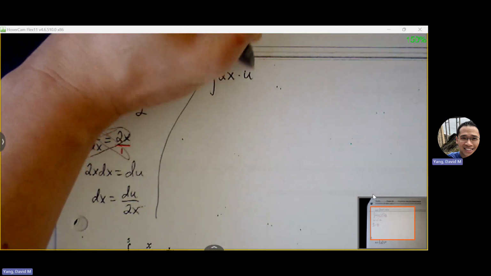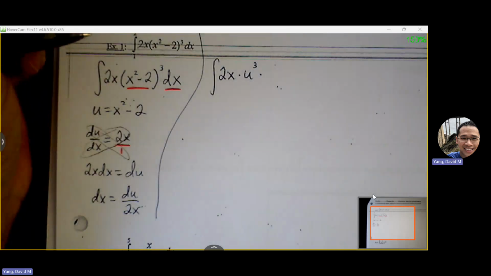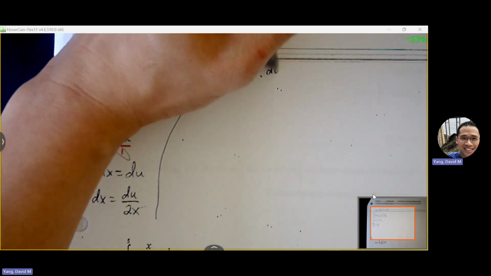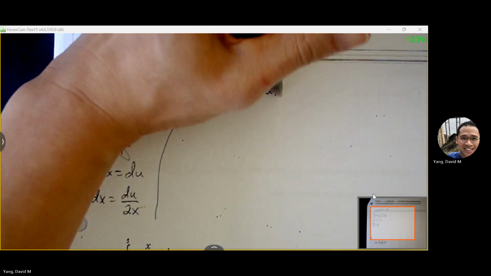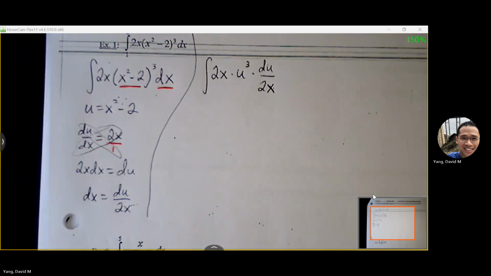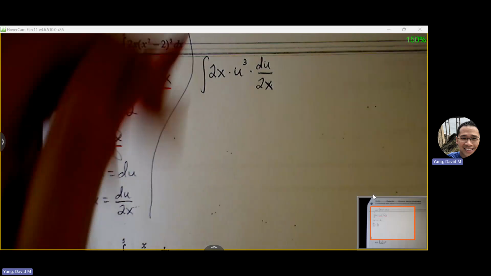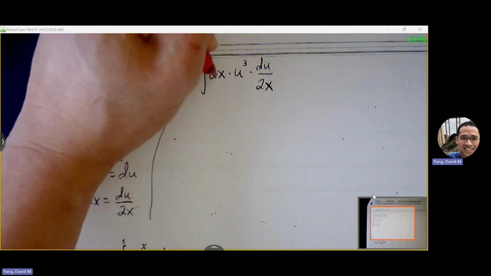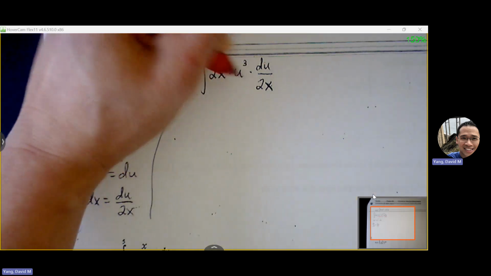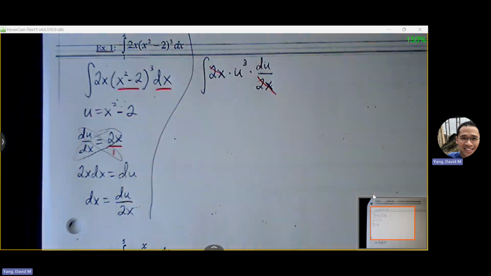U to the third, and dx is replaced with du over 2x. Now we can't proceed with our calculus step unless the x's are gone. It's okay to have leftover number coefficients. It's not okay to have leftover x's. But in this case, it looks like both the variable and the coefficients go away. So that makes it less things to keep track of.